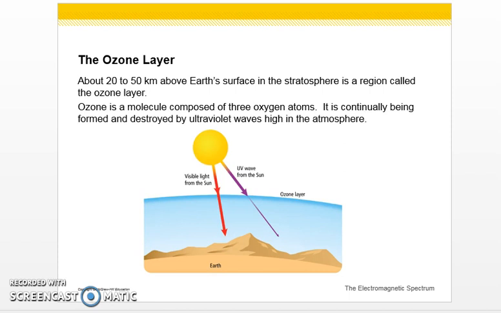The ozone layer. About 20 to 50 kilometers above Earth's surface is the stratosphere. Ozone is a molecule composed of 3 oxygen atoms. It is continually being formed and destroyed by ultraviolet waves high in the atmosphere.